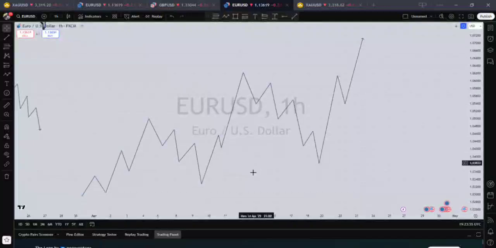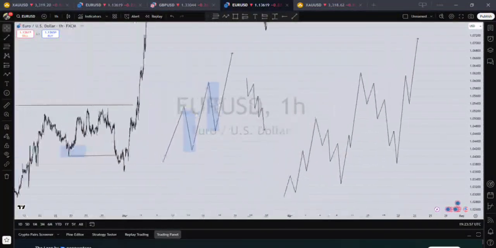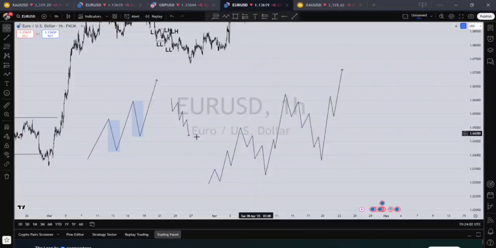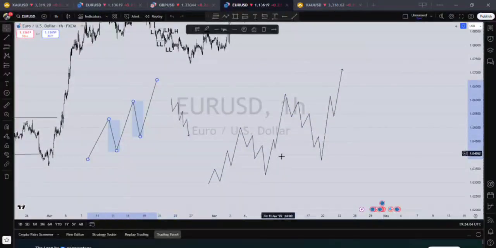Okay, so this can be the skeletal view. This can be the skeletal view of this. Okay, this can be the skeletal view of this one. This will be 4 hours time frame. This will be like maybe 30 minutes or something.